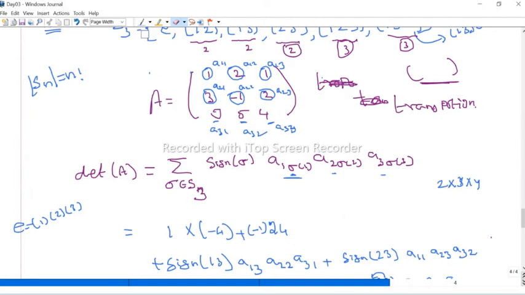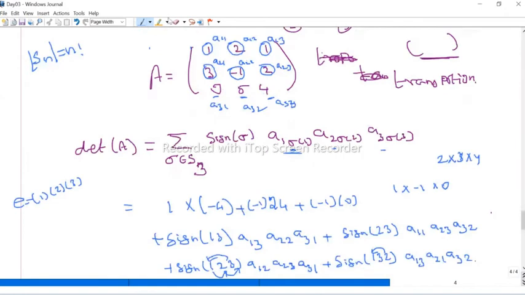Now the next term, sign of 1 3. The sign is minus 1. What is the product? A13 value is 1, into A22 value is minus 1, into A31 value is 0. Therefore 0 into anything is 0. Therefore this product is 0, so we cancel this term. We did it.